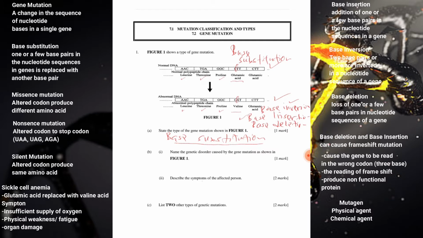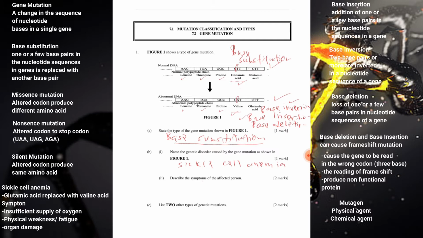Okay, so name the genetic disorder caused by the gene mutation as shown in figure 1. So this one, when thymine is replaced by adenine, glutamic acid will produce valine. So this one we call sickle cell anemia. Remember, sickle cell anemia happens when glutamic acid is replaced by valine. Why is glutamic acid replaced by valine? Because thymine is replaced by adenine.